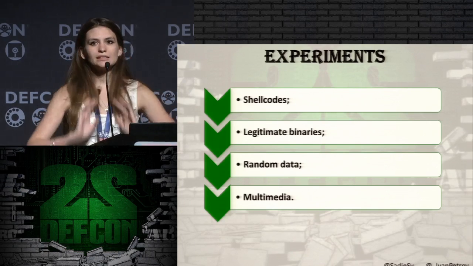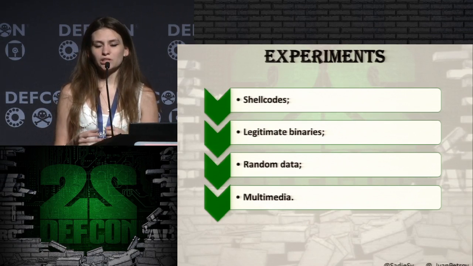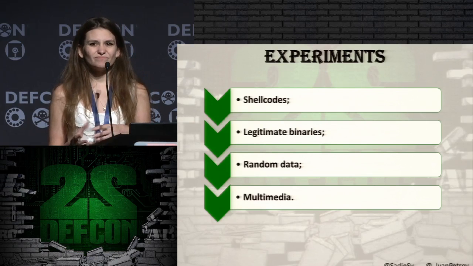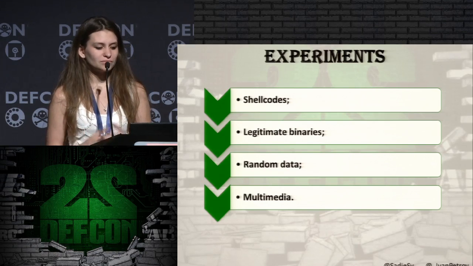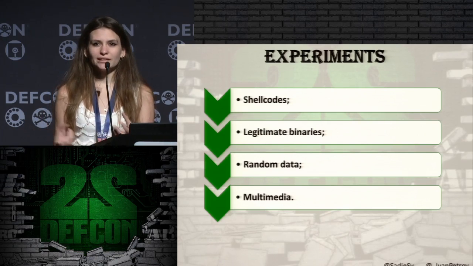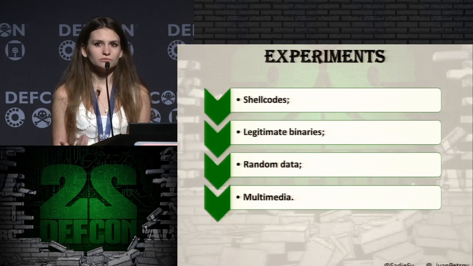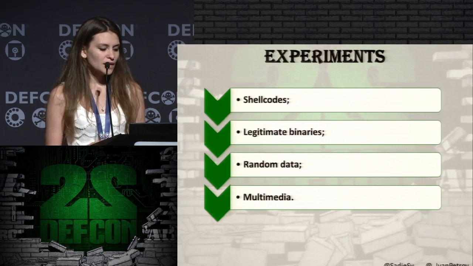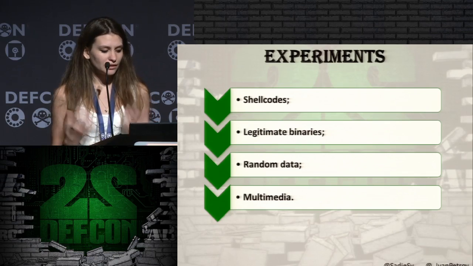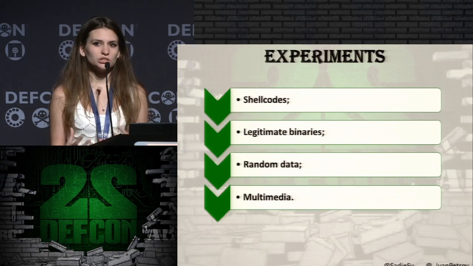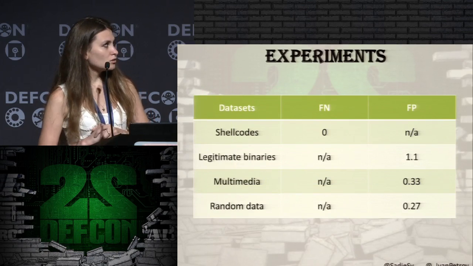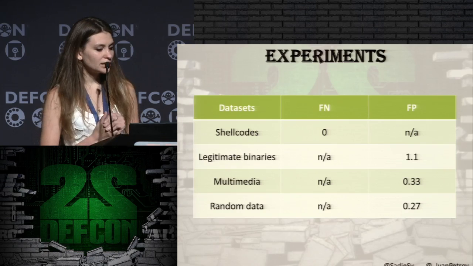We were also testing on legitimate binaries, because all existing shellcode detection methods don't work really well on legitimate binaries. They have a lot of false positives. There was also random data, like collected normal traffic of a normal user working on the system, and multimedia as well. We collect multimedia because existing shellcode detection algorithms work really badly on multimedia. Our experiments are shown on the current slide.